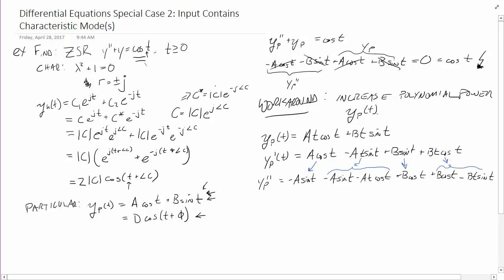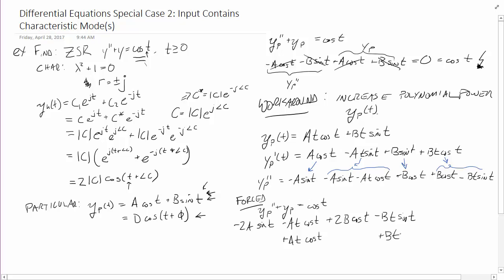And so now let's look at the forced solution with our updated guess. So the forced solution now is take yp double prime, add it to yp, and that's got to equal cosine. And if you do this, you'll end up with minus 2a times sine t minus a t cosine t plus 2b cosine t minus b t sine t. Now that's yp double prime when you collect like terms. And we're going to add that to yp, which was a t cosine t. I'm going to do it on the next line because I'm going to line up like terms. And b t sine t.